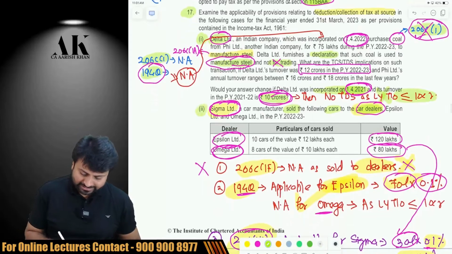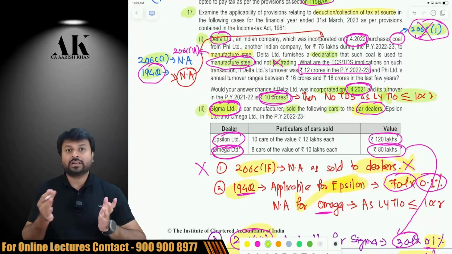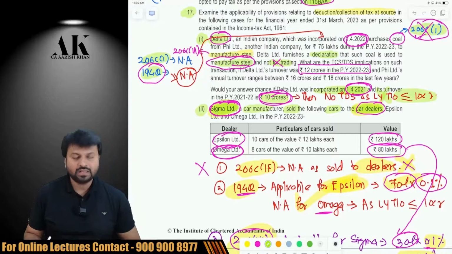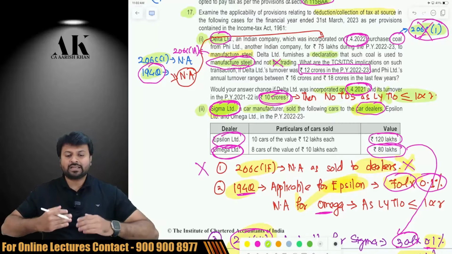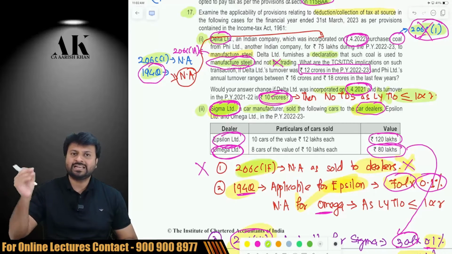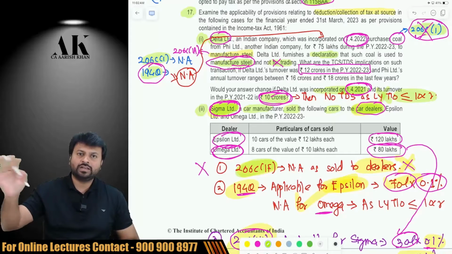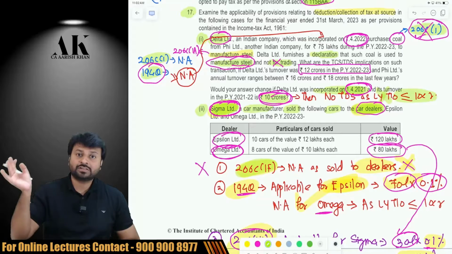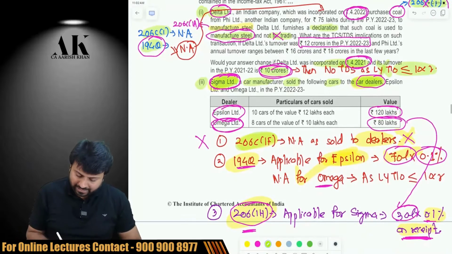Next point is also on TCS. Now this is on TCS on motor car. Suppose here Sigma Limited, a car manufacturer, is selling some car to car dealers. So always remember, when a car manufacturer sells car to car dealer, then 206C1F is not applicable. There is a CBDT circular which says that if a car manufacturer sells car to car dealer, 206C1F is not applicable. If 1F is not applicable, then you have to first of all check 194Q, whether 194Q will be applicable.